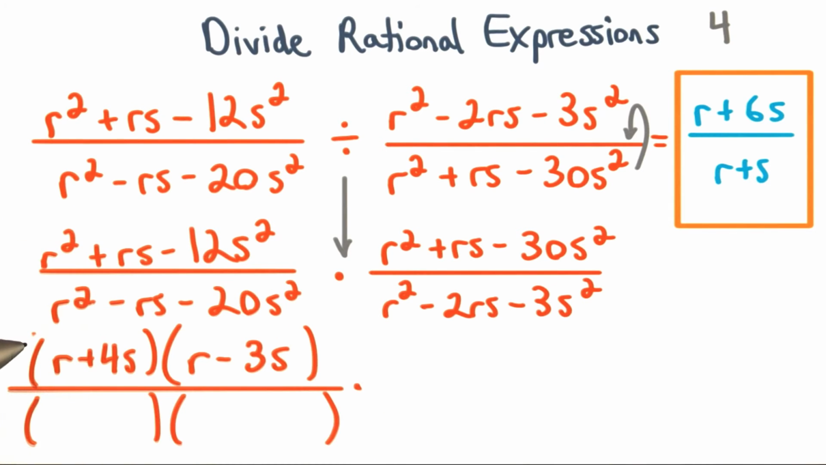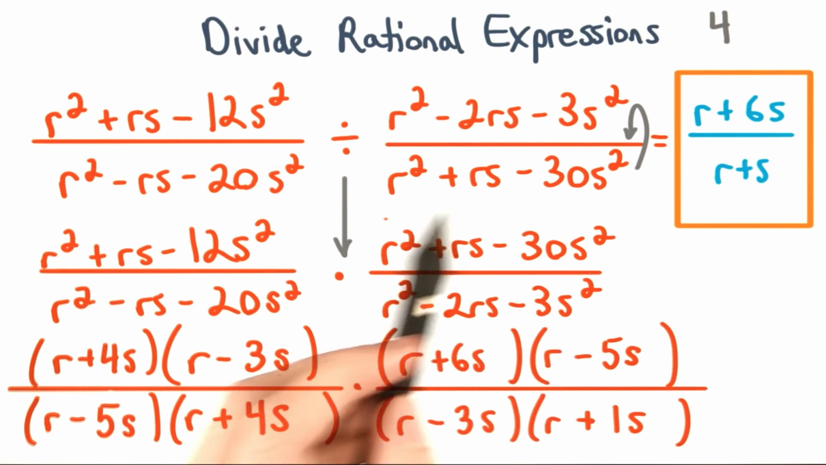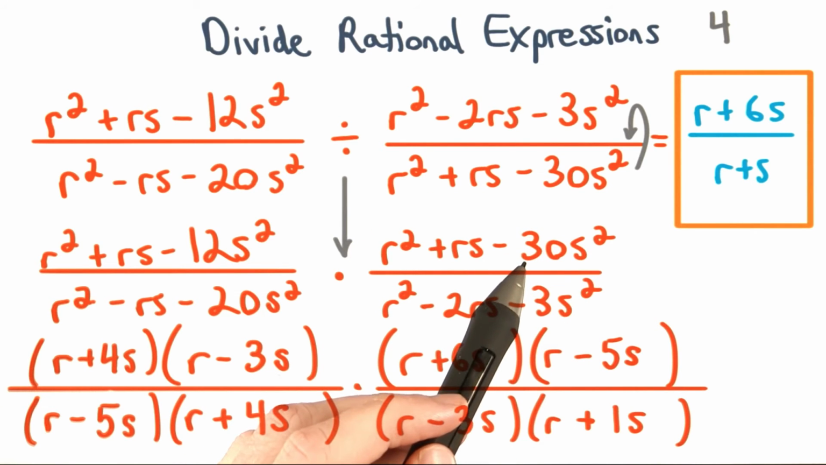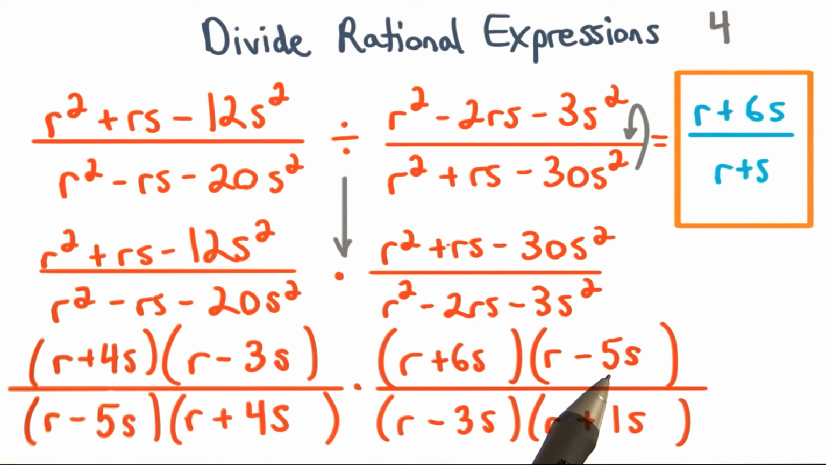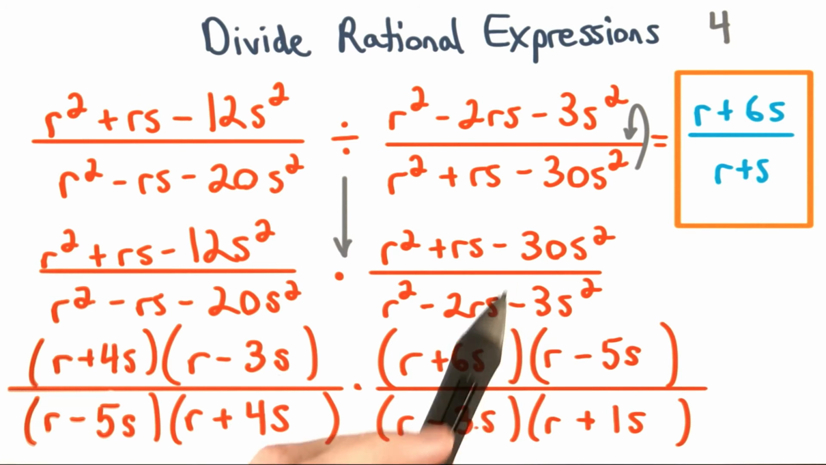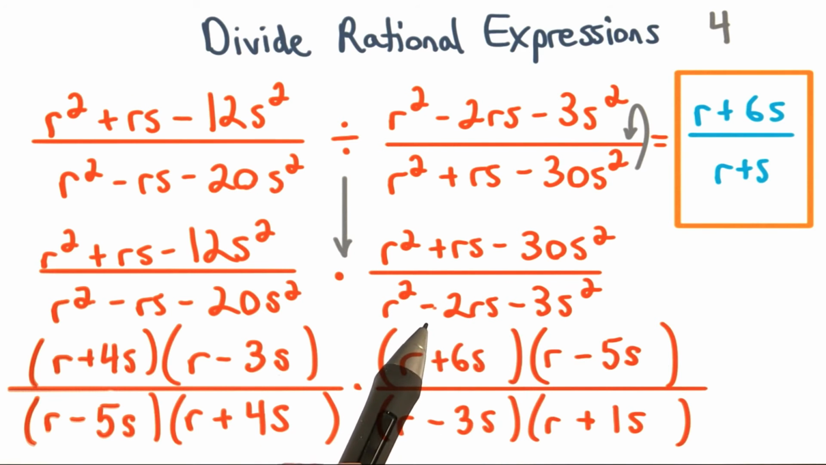For this first denominator, we want to find factors of negative 20 that sum to negative 1. For our second fraction, we want to find factors of negative 30 that sum to 1. That would be positive 6 and negative 5. And then for the denominator of our second fraction, we want to find factors of negative 3 that sum to negative 2, which are negative 3 and positive 1.